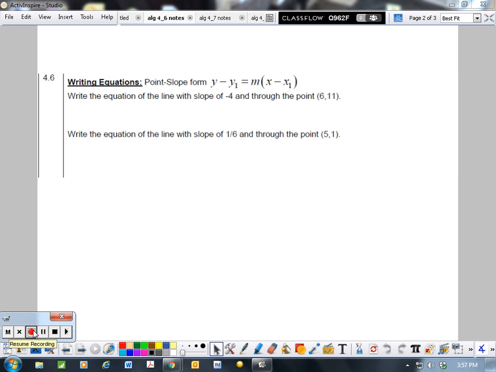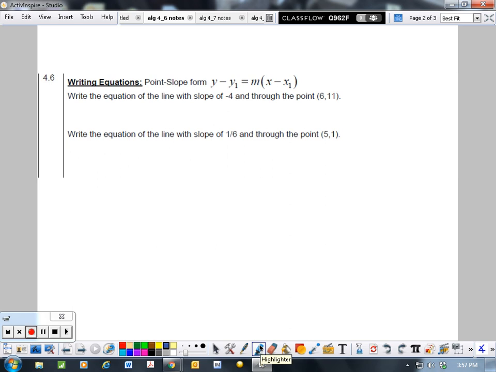Okay, so far we've been graphing equations of lines to help get a visual representation of what's happening in a situation. But now we're going to actually practice writing equations of lines. Because a lot of times we want to write equations of lines and do something mathematically with that equation to help figure out what may be happening in a situation. So what we're going to start with is we're going to write equations using our point-slope form.